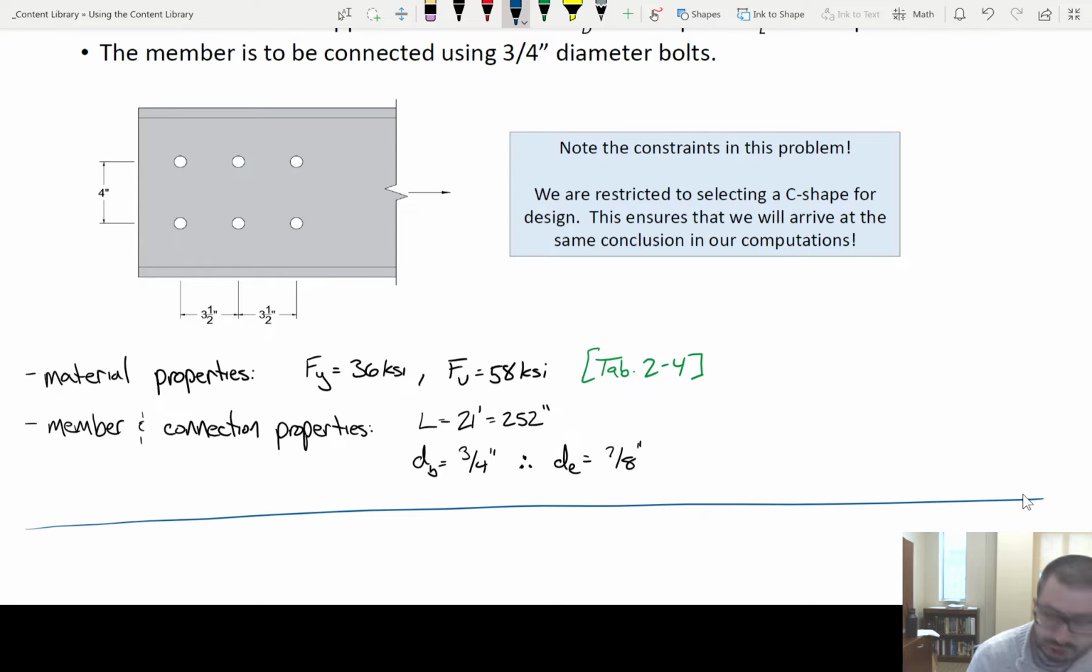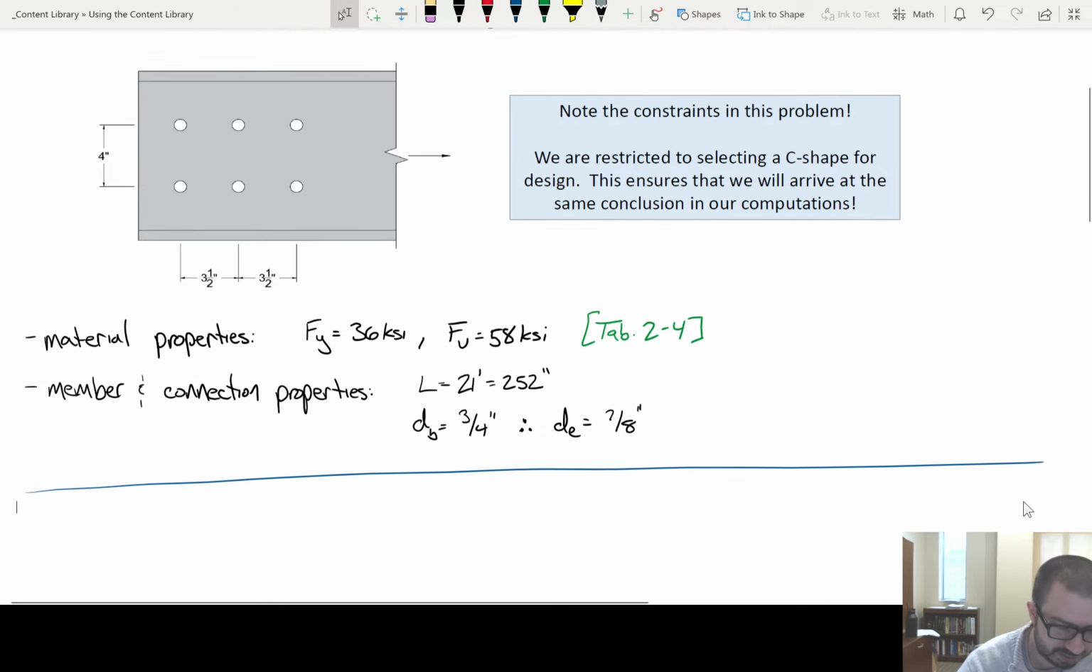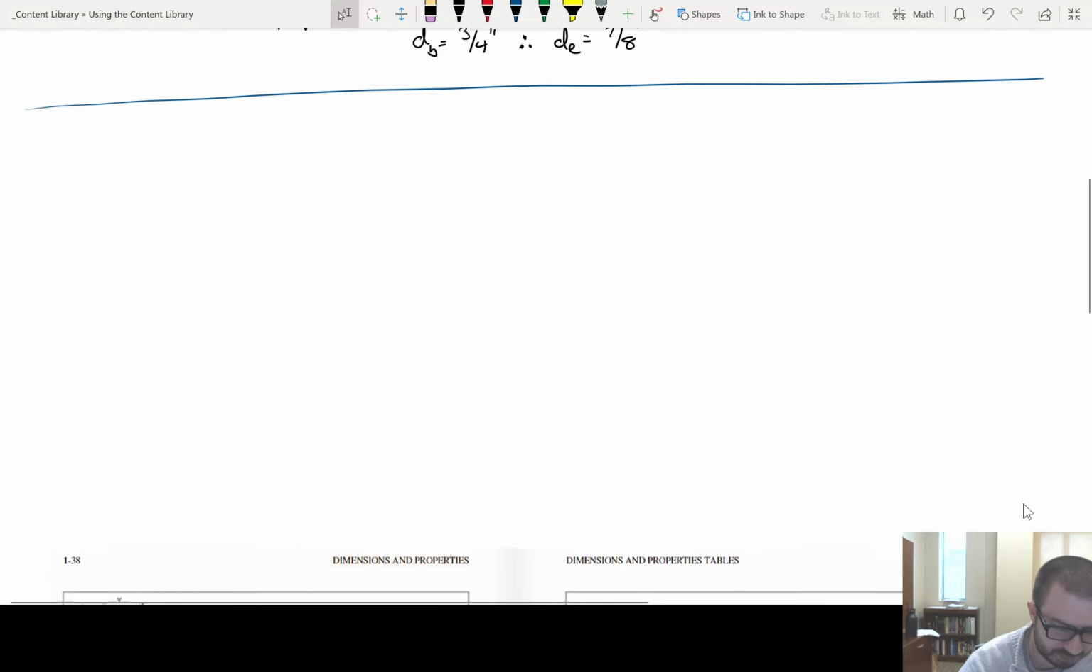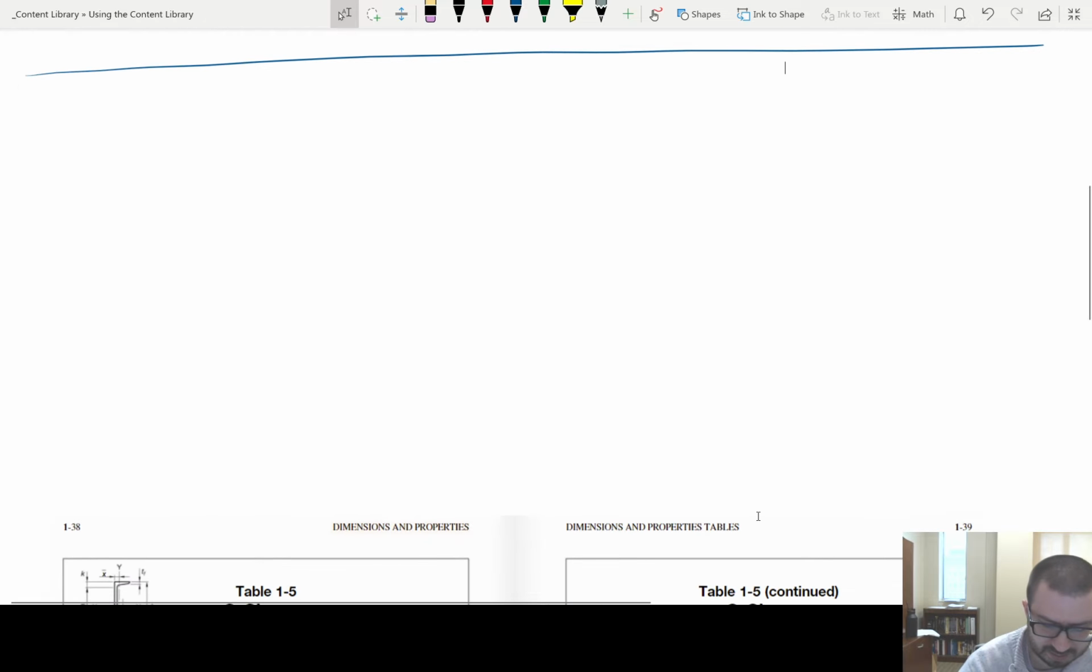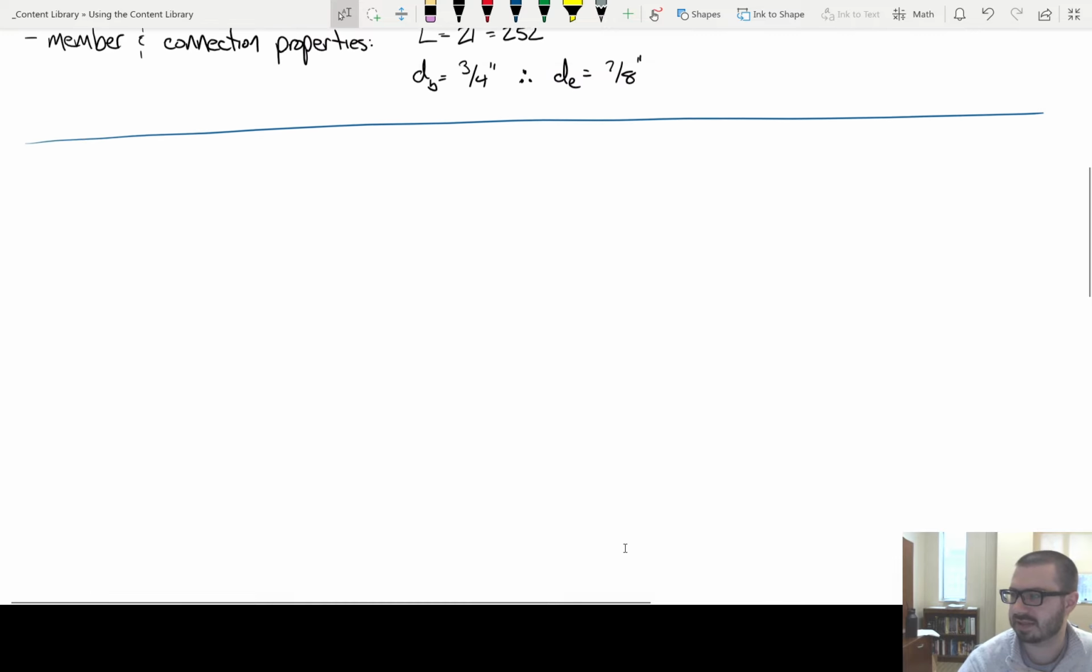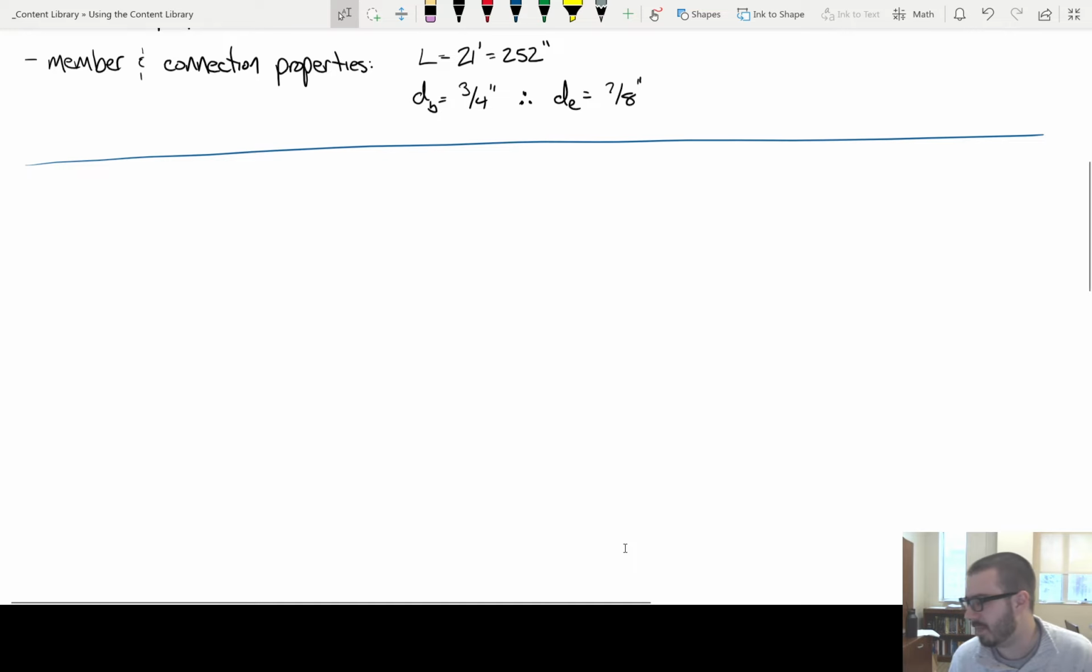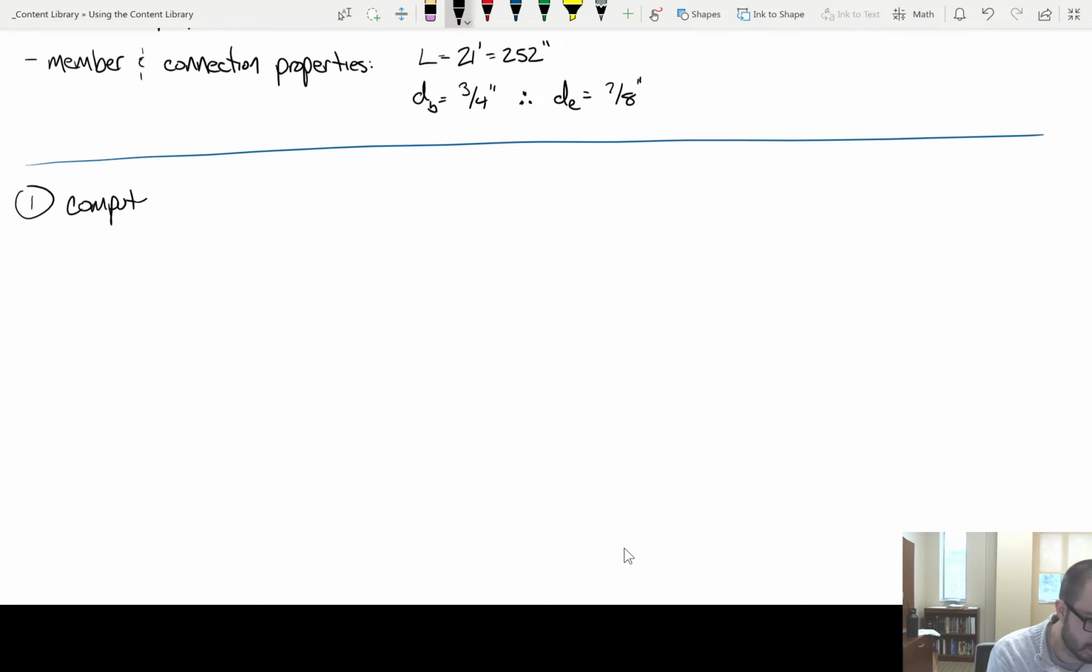Let's do a tension member design. I'm going to scroll down a little bit to give me some room, and I'm showing some of my cards here because I've got a screen clipping from my manual subscription. Let's get right into it. Step 1 for a design is to compute the factored load. In other words, we have to know what we're designing for.